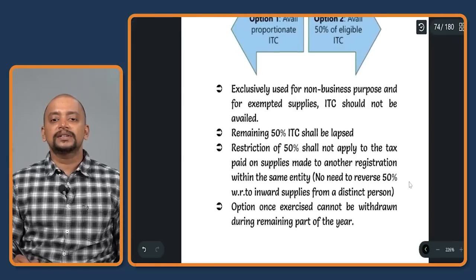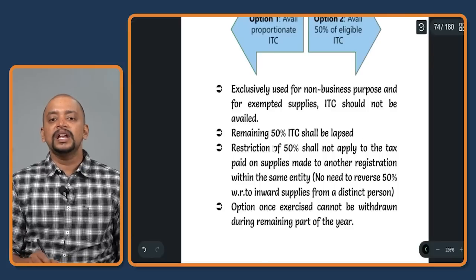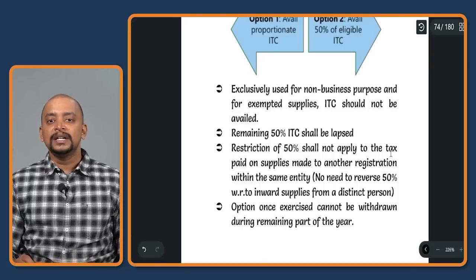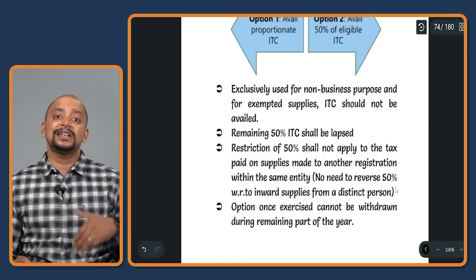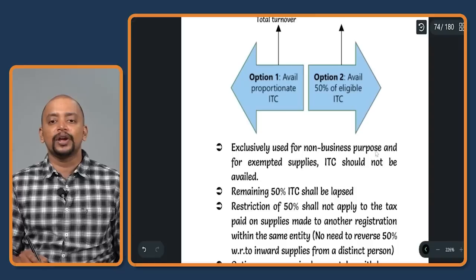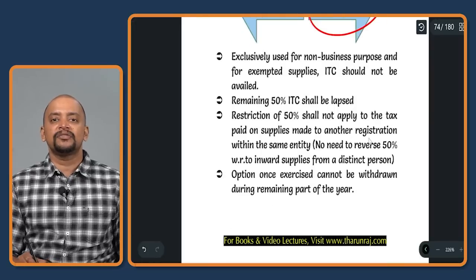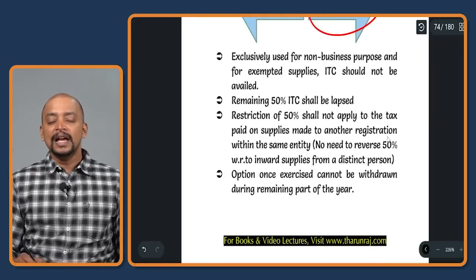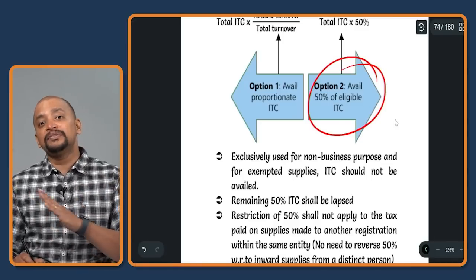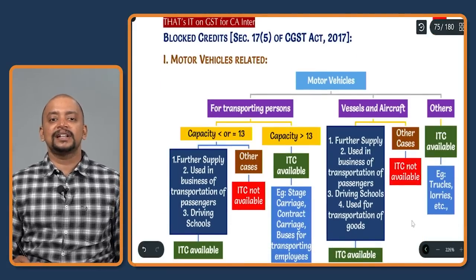Now here, for inward supplies exclusively used for non-business purpose and exempted supply, ITC should not be availed. The remaining 50% ITC shall lapse. And the restriction of 50% does not apply to tax paid on inward supply from another registration of the same person. That is, with respect to inward supply from a distinct person, whenever you go for option 2, the 50% ITC option, for inward supply from a distinct person, you can take full ITC, no need to reduce 50%. And option 1 and option 2, once exercised in a financial year, cannot be withdrawn during the remaining part of the financial year. Then we have blocked credits, that is 17 subsection 5.